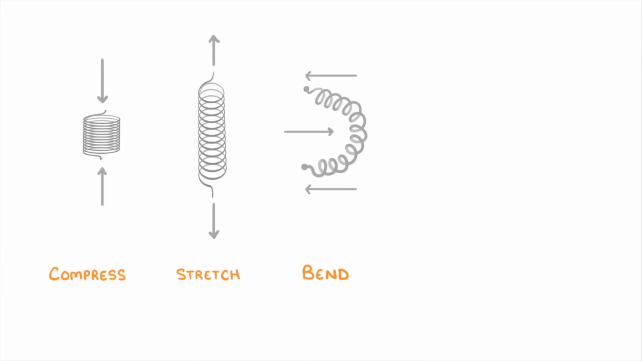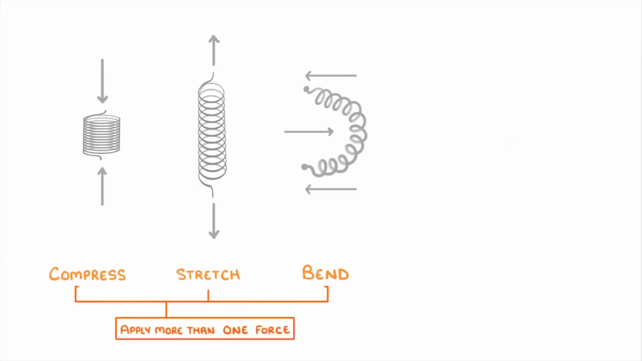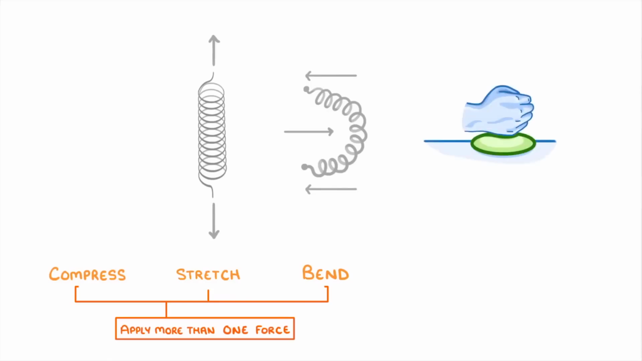Whatever the object is though, we always have to apply more than one force if we want it to stay still. Otherwise, the object will just move as we pull or push it. Even if you squish something against a floor, and so you only apply one force, the floor itself is applying a force upwards, so there are still two forces acting on the object.